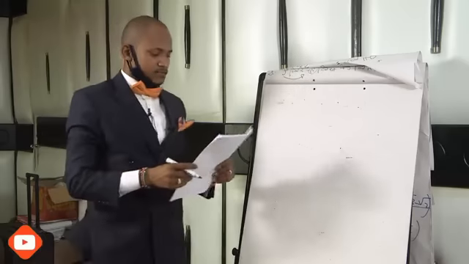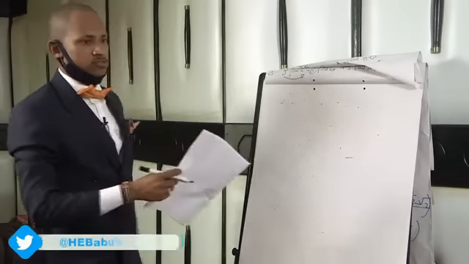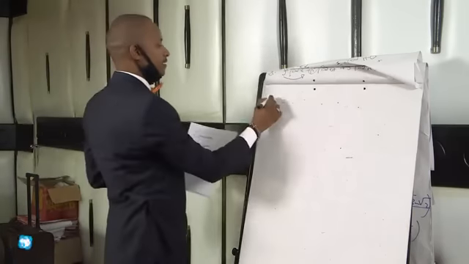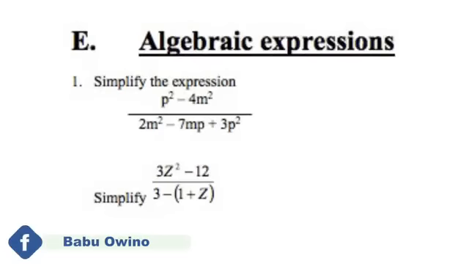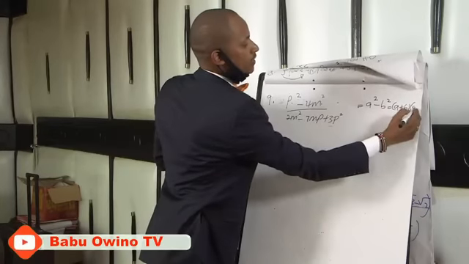We've finished with the logarithms. We go to algebraic expressions. Question number 9. P squared minus 4m squared divided by 2m squared minus 7mp plus 3p squared. So when we are solving this algebraic expression, you look at the numerator and then you look at the denominator. We can see the numerator is a difference of two squares. A difference of two squares means a squared minus b squared, which can be written as a plus b into a minus b.